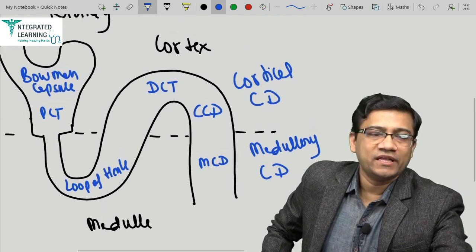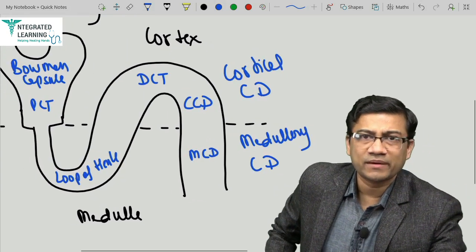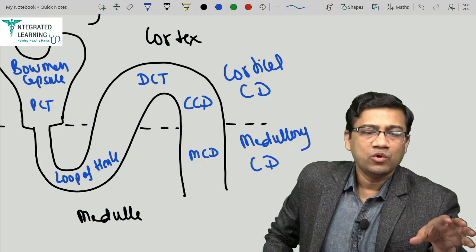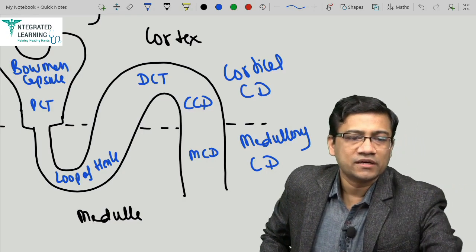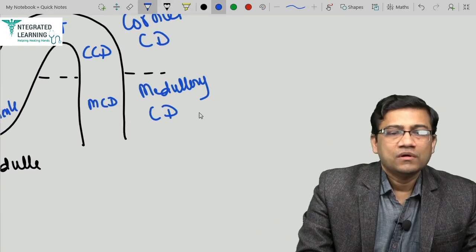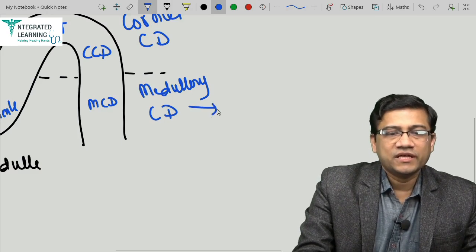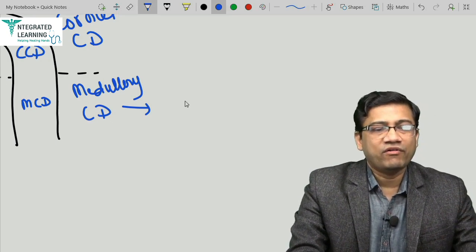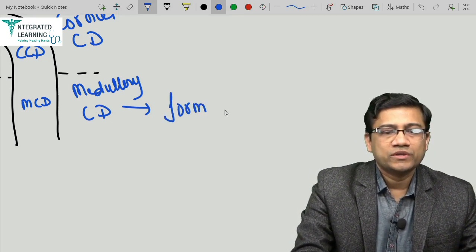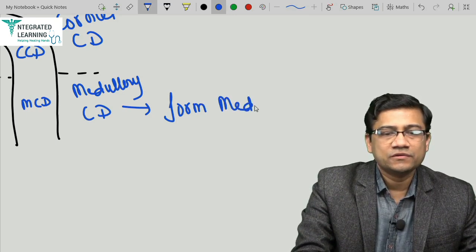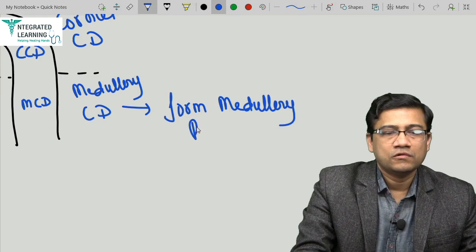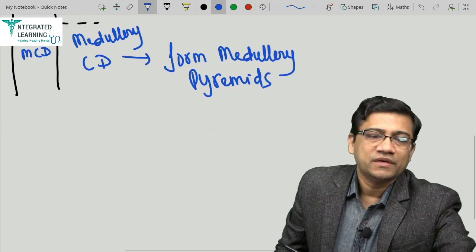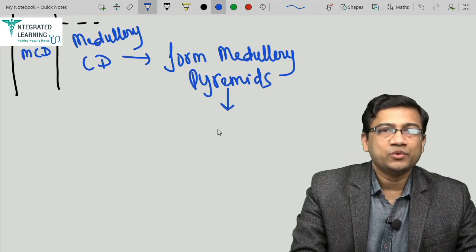So what structures lie in the cortex? The Bowman's capsule, PCT, DCT and cortical collecting duct. And what lies in the medulla? The loop of Henle and the medullary collecting duct. As we know, the medullary ducts combine and aggregate to form medullary pyramids.